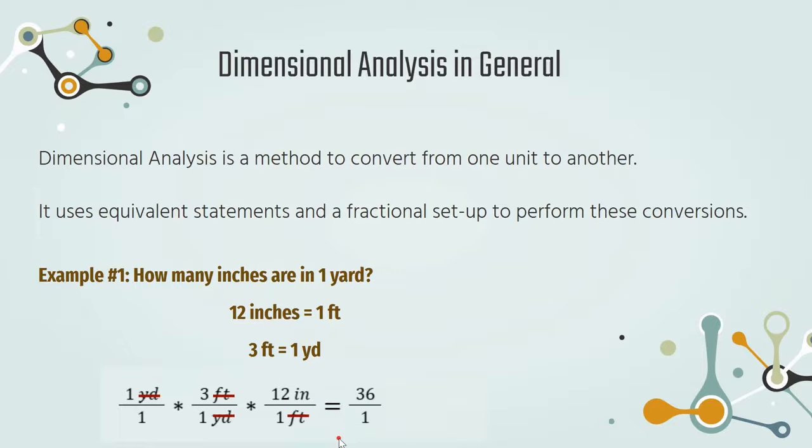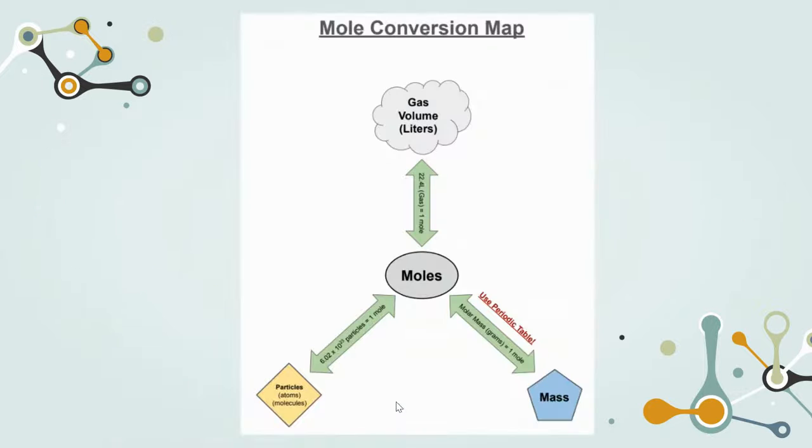Now I just multiply across all the numerators. 1 times 3 times 12 is 36. Multiply across the denominators. 1 times 1 times 1 is 1. And once you get to this combined fraction, just divide. So we get 36, and we're talking about inches here, because that's the only unit that didn't cancel. We're going to apply this same process and this same logic to chemistry.